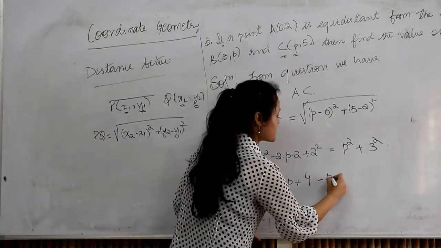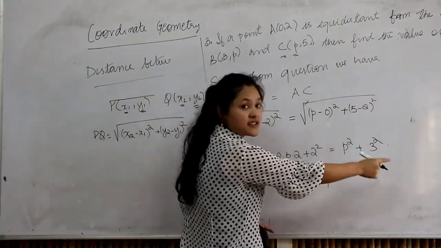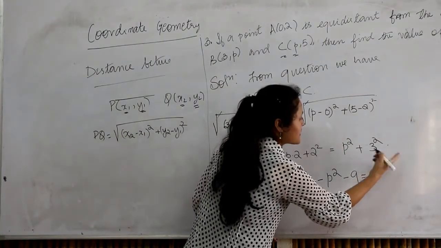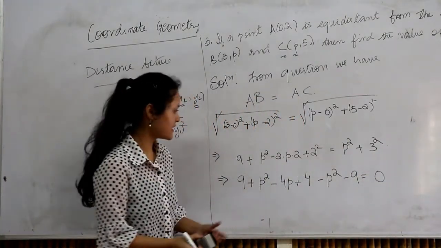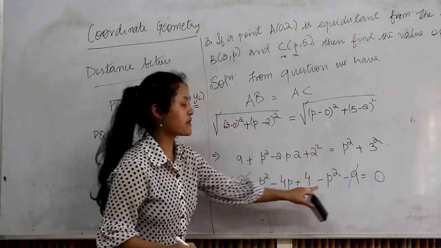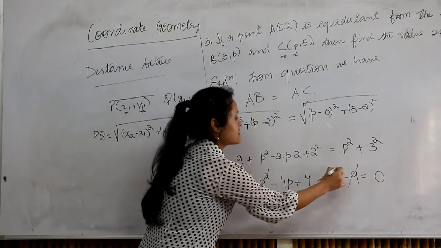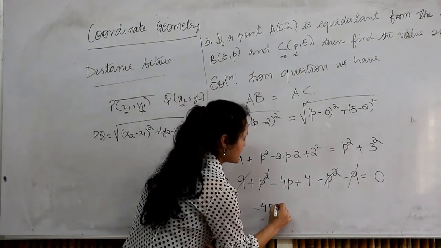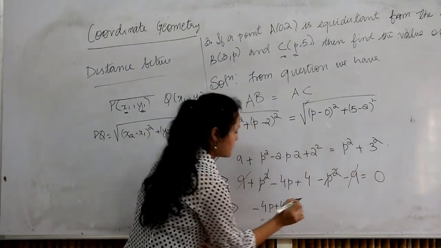on the other side will become minus P square. And 3 square is just 9. Transferring to the other side will be minus 9. Nothing left here, so 0. So see, 9 minus 9 gets cancelled. P square minus P square gets cancelled. So what is left is 4P plus 4 equal to 0.